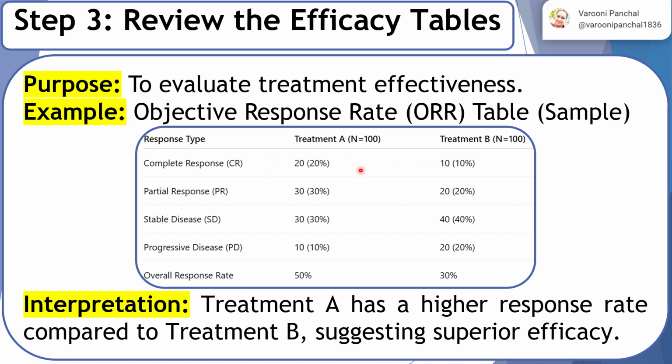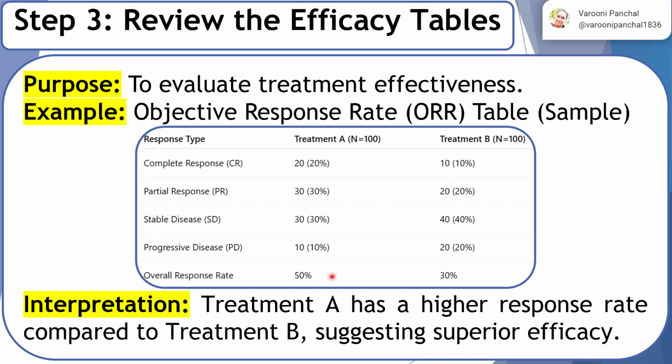So in that scenario it is 20. That's why treatment A has a higher response rate compared to treatment B, suggesting superior efficacy. Superior efficacy means it is efficacious to consume treatment A because it is showing good complete response, the tumor size is decreasing, and the survival chances of those patients are increasing after consuming treatment A because the response is good, 20 as compared to 10. So this is how you need to understand these values. It is very interesting once you get into it.